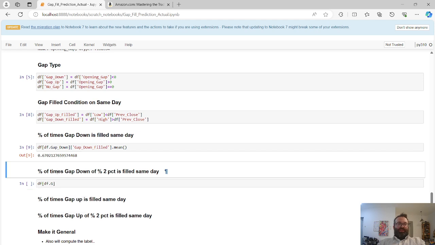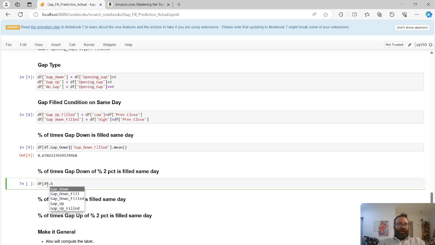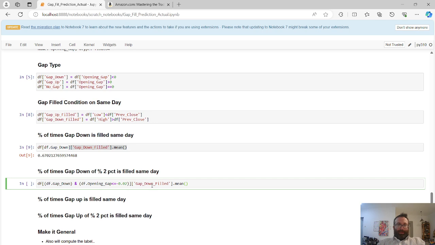I wrote here percentage of the time gap down of 2% or more is filled the same day. So let's actually do that. That would be something like df dot, we need a gap down. And actually we don't need a gap down because the other condition will take care of it, but let's just write both anyway. Opening gap less than or equal to negative 0.02, that's 2%. And let's see percentage of the times it's filled. This would be the gap down filled dot mean.